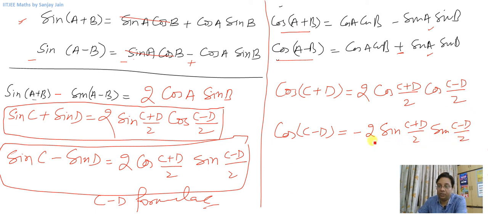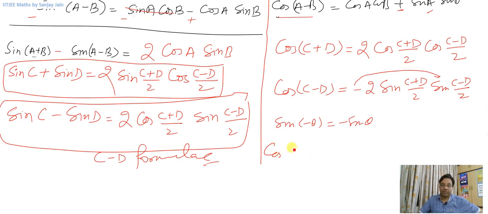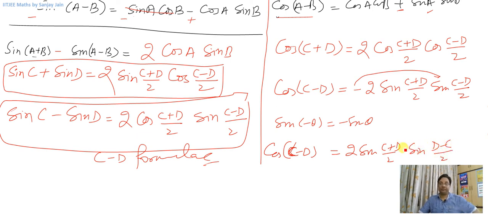Now you know that sine of minus theta is equal to minus sine theta. So what I can do is I can take this negative sign here and write this C minus D as D minus C. So cos C minus D can also be written as 2 sine C plus D by 2 sine D minus C by 2. Okay, so these are CD formulae, and I leave it to you to learn these formulae.